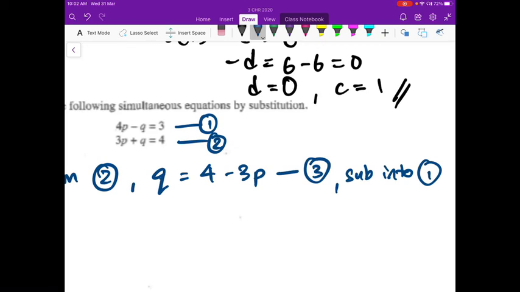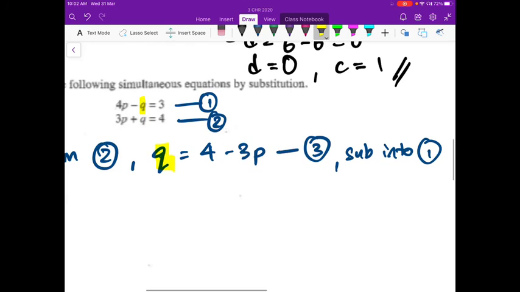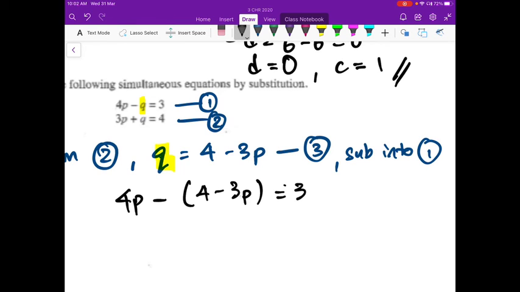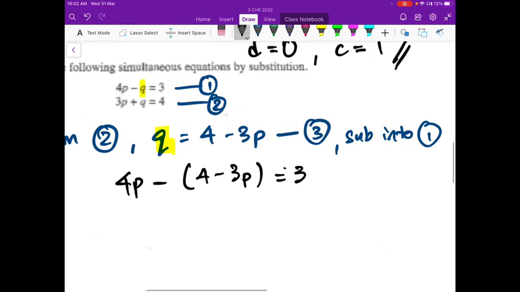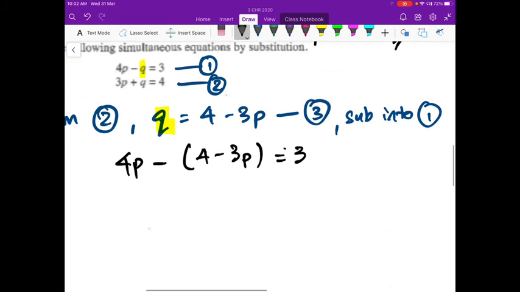Every time I see the Q, I will change it to become 4 minus 3P. So 4P minus Q. Q now becomes 4 minus 3P. Now you see the minus in front of the bracket again? I told you that it is an important skill to have. And now this is equal to 3. Do the expansion. Remove the minus sign and the bracket. 4P minus 4 plus 3P. Remove the bracket and the negative sign by changing all the sign. This is equal to 3.